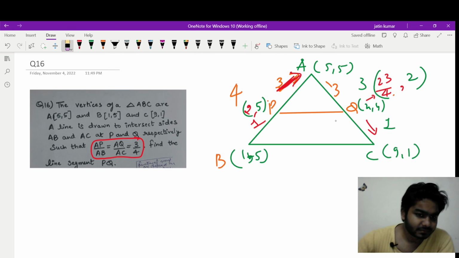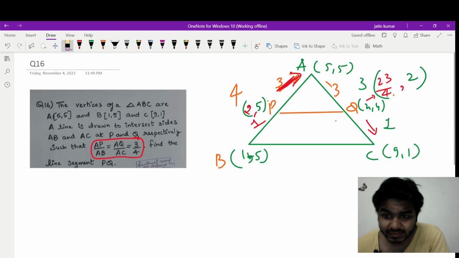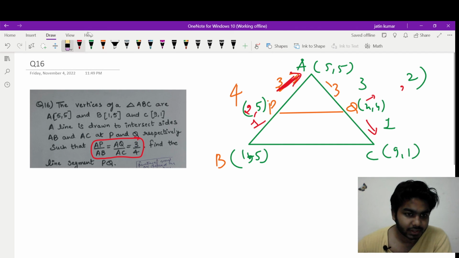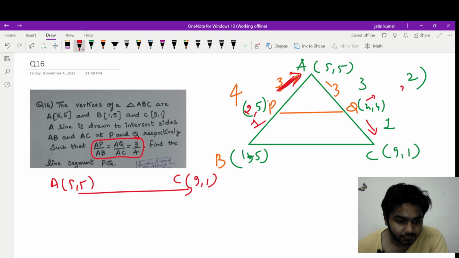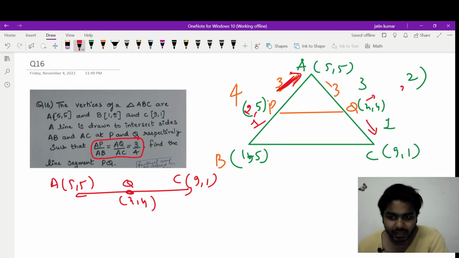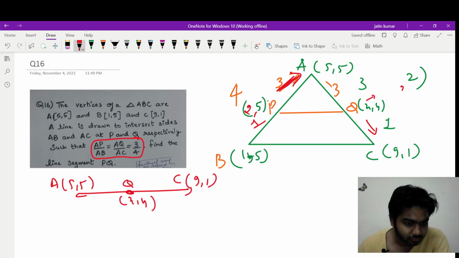Yes, I have made a mistake, because the x coordinate in the book is 8 and I was also skeptical about that coordinate. Okay, let me redo it. We have A (5,5) and C (9,1). The coordinate Q is (x, y). The value of y is 2 only, right? Yes, y is 2, y is fine. For x I need to do it again.